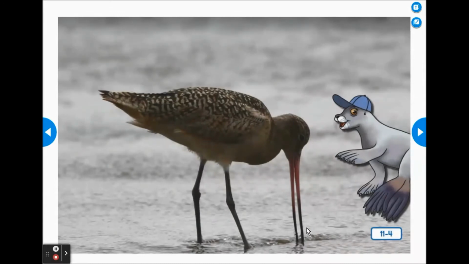This is a picture of a shorebird. He's looking for food down in the sand. What is so special about this bird's body that helps him live by the water without getting too wet? He has these two long legs that keep his body from being in the water and getting wet. And he has this really long beak so he can reach down in the sand. Does he have to sit in the water to find his food? Nope, he has these special body parts.